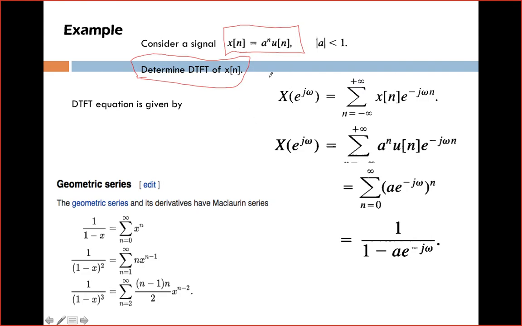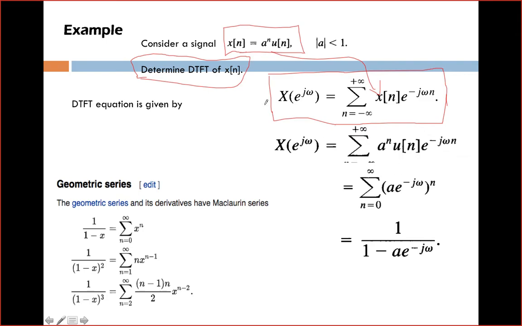First of all, we have to write the formula to find the DTFT. The formula is X of e power j omega equals the summation from n equals minus infinity to plus infinity of x of n into e power minus j omega n. Now we have to substitute the value of x of n here.